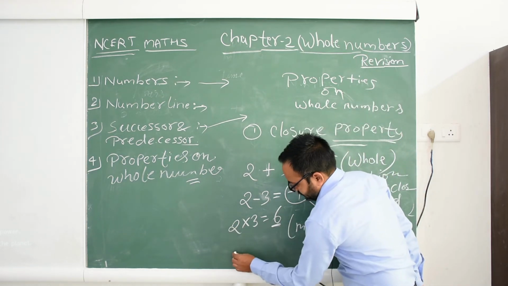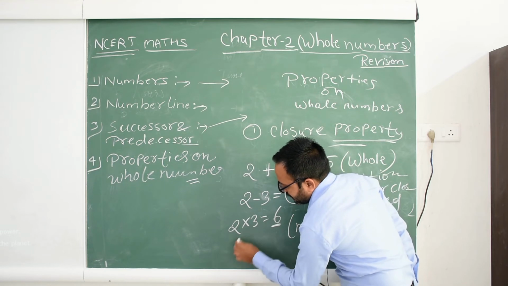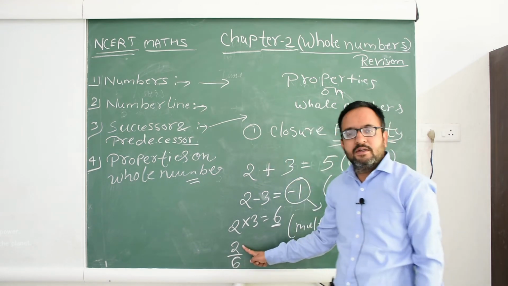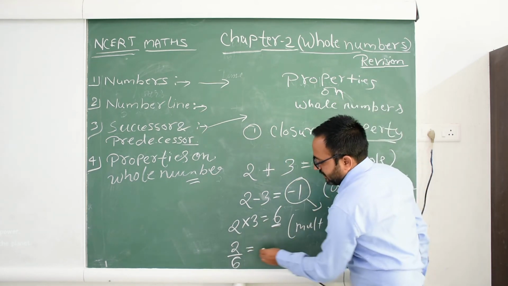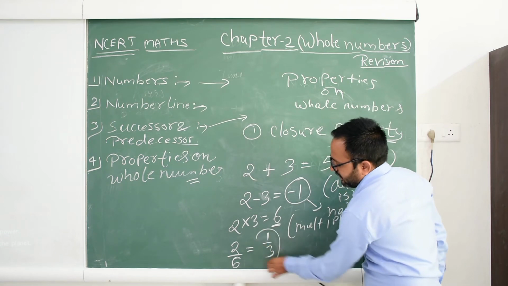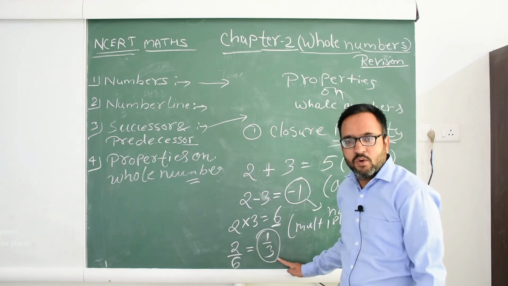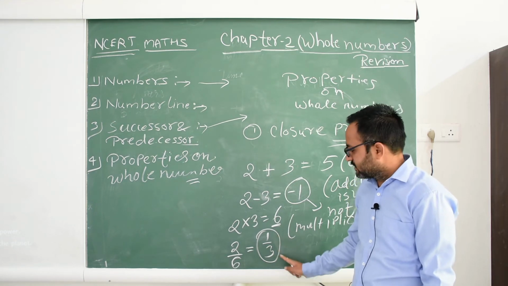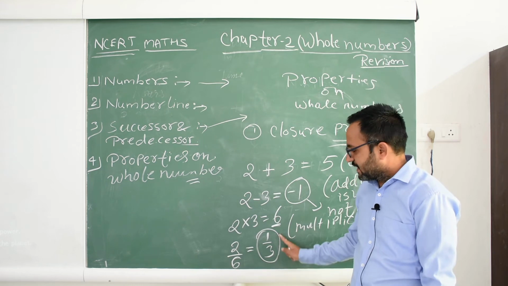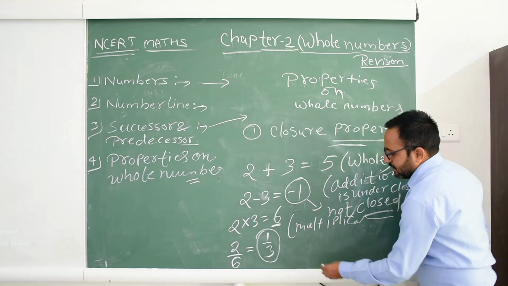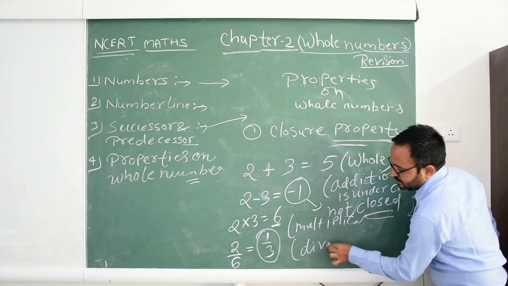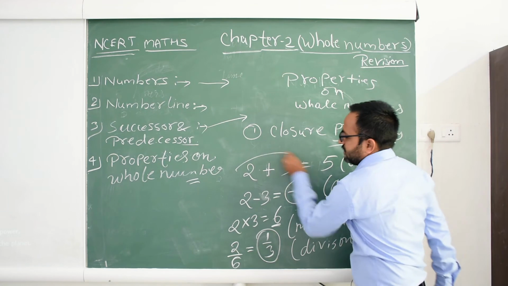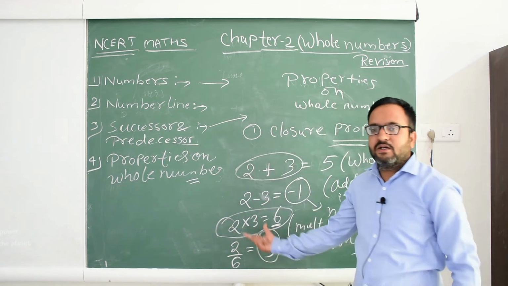That means if we perform division, 2 divided by 6, 2 is a whole number and 6 is a whole number, but we get 1 upon 3, and 1 upon 3 is not a whole number. This is a rational number. So division is not closed. Only addition and multiplication are closed.